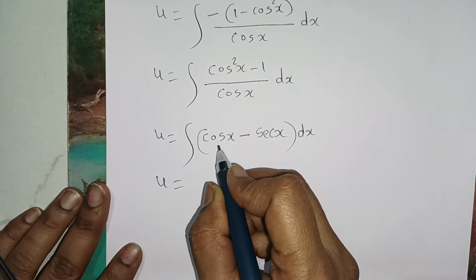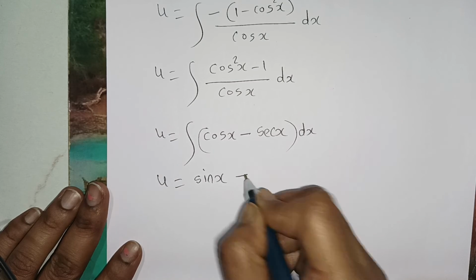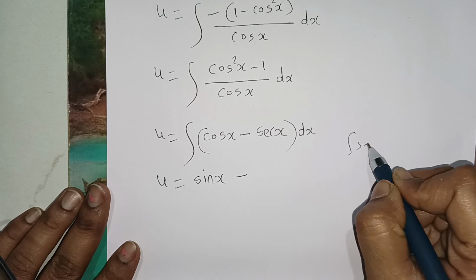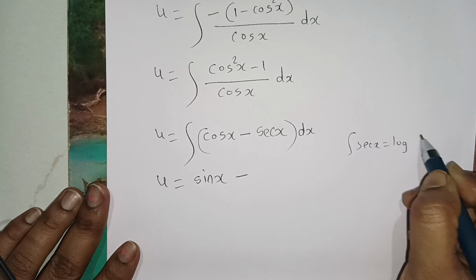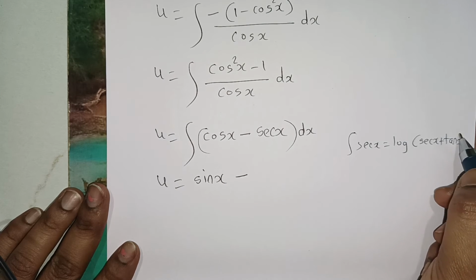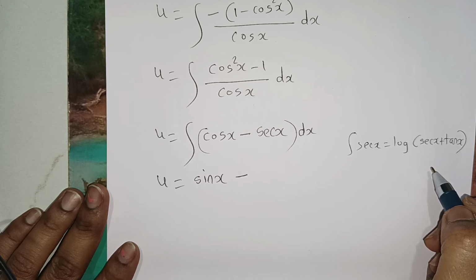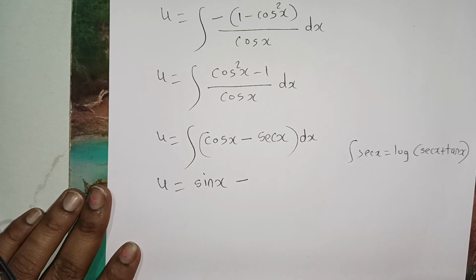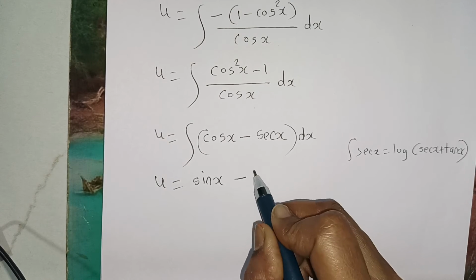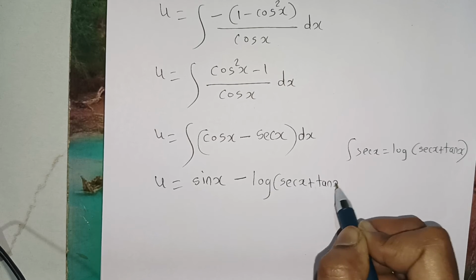So u is equal to integration of cos x is sin x, minus integration of sec x. It is the formula we have: integration of sec x is equal to log of sec x plus tan x. So u is equal to sin x minus log of sec x plus tan x.